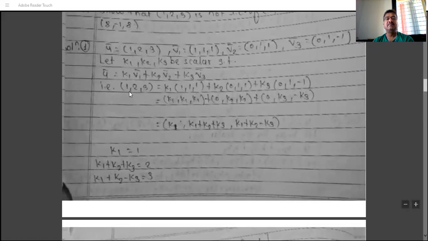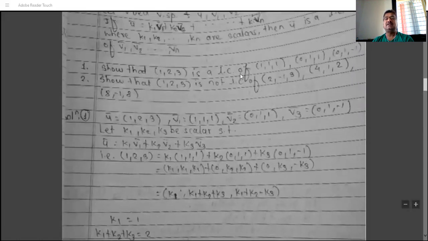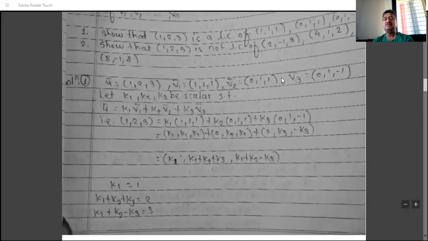So write u as (1, 2, 3), v1 as (1, 1, 1), v2 as (0, 1, 1), and v3 as (0, 0, -1). Then apply the definition of usual scalar multiplication in R3, that is, multiply by k1, k2, k3, and then add these three vectors using the usual addition in R3. All of these are vectors of R3.